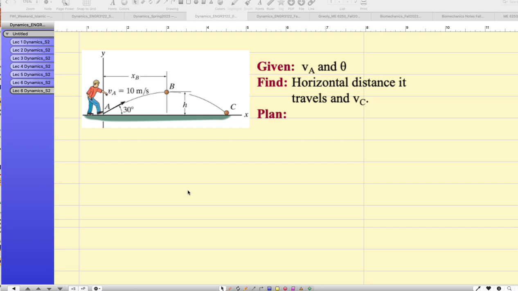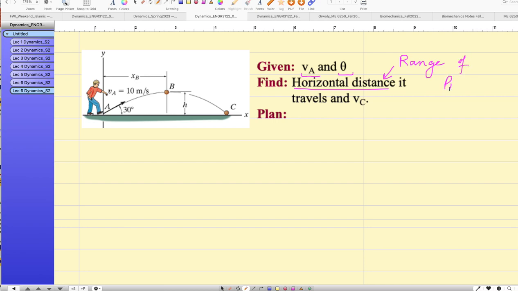That you have to find out the velocity. The given is velocity and the angle. Find out the horizontal distance, which we also call, in some problems, the range of projectile. Okay, the range of projectile or the horizontal distance, it is the same thing.